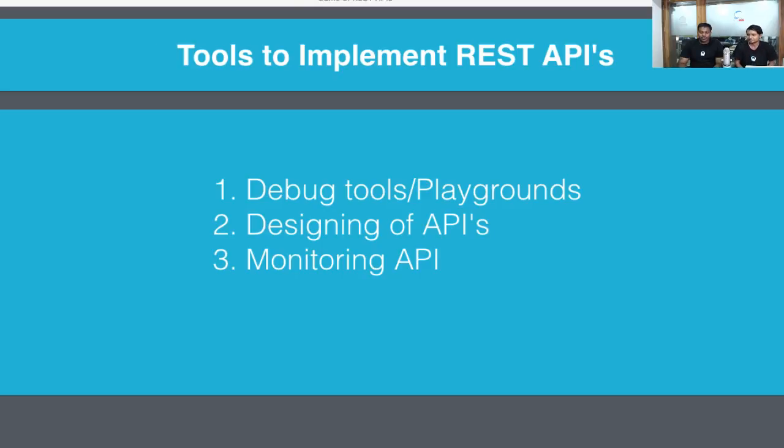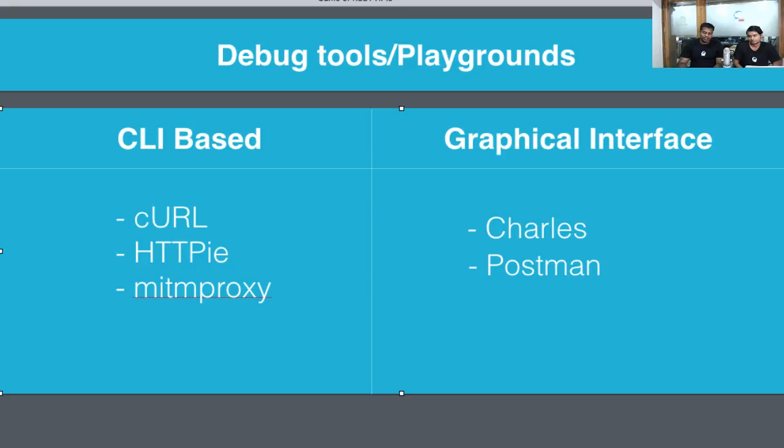So let's go ahead and see some of the tools which we can use. We have basically two types of tools: CLI based and graphical interface. That is for debugging. One of the most famous tools for CLI is curl. If you are from a Linux or Mac background, then you must be using curl all the time if you are into REST API development.